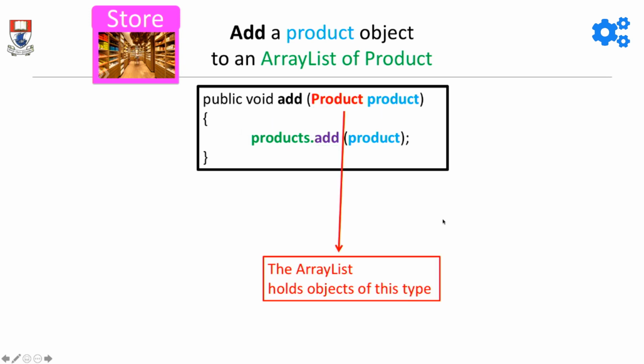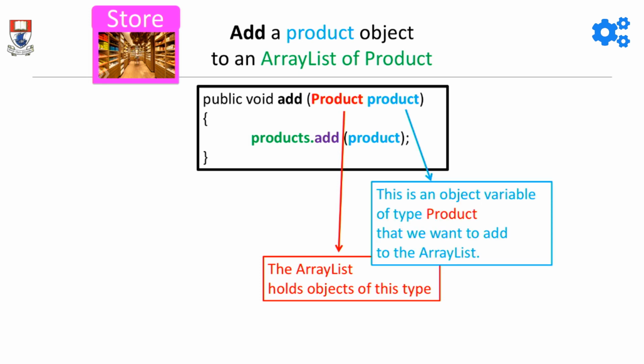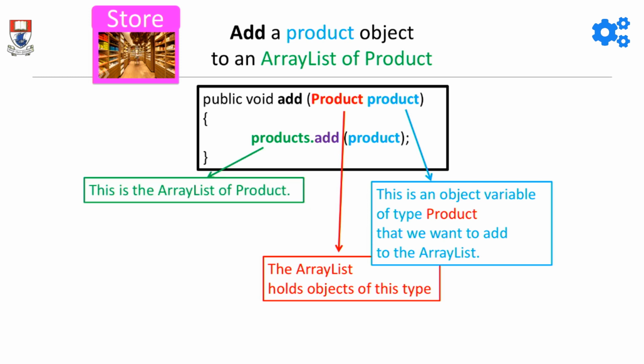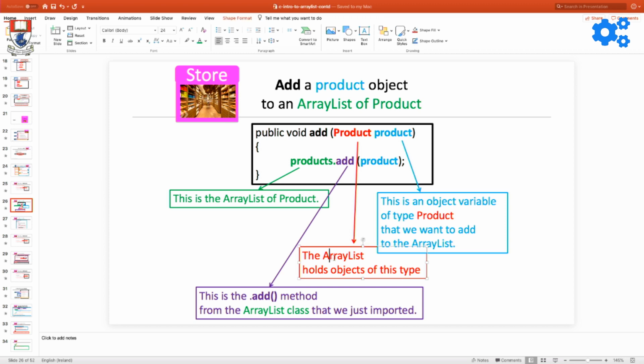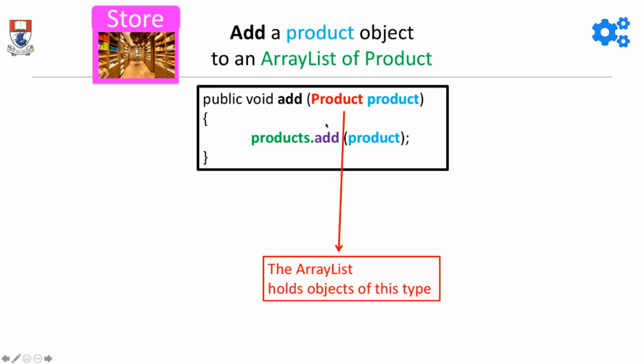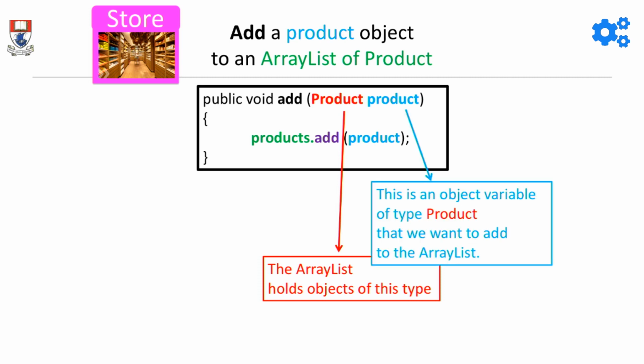So the red is the array list. It holds objects of this type. This is an object variable of type product that we want to add to the array list. Actually, my red explanation is incorrect there. Let me just go back and fix that for you straight away. Oh yeah, actually it is okay. So what we're saying is the array list holds objects of this type, and the type is the class product. Okay, this is an object variable of type product that we want to add to the array list.